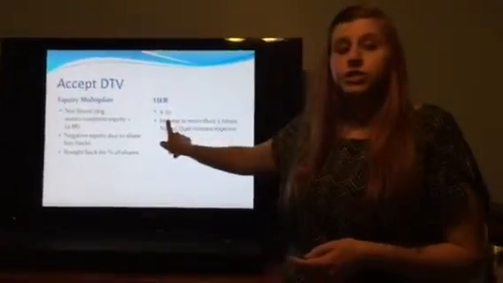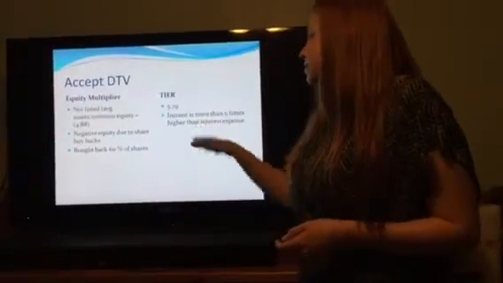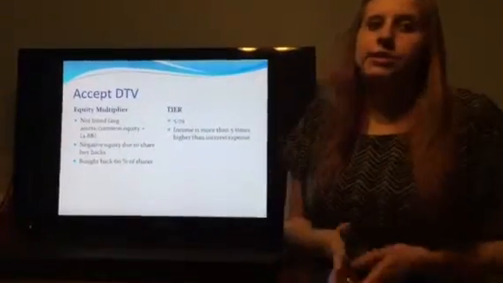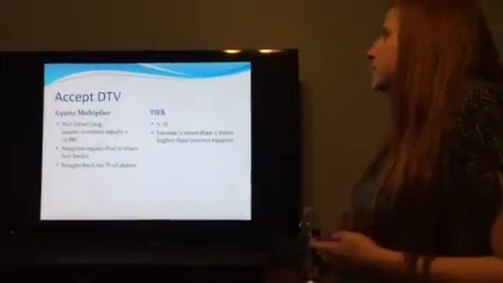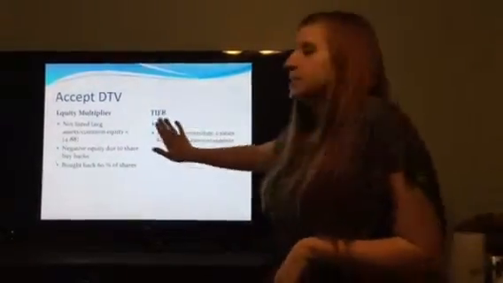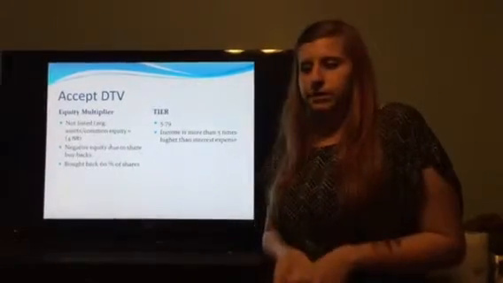Their times interest earned ratio is 5.79. That means that their income is 5 times higher than their interest expense. Even though their equity multiplier is negative, their times interest earned ratio is high, and I feel that they would be able to pay their debt.